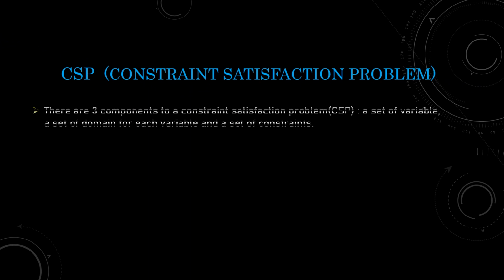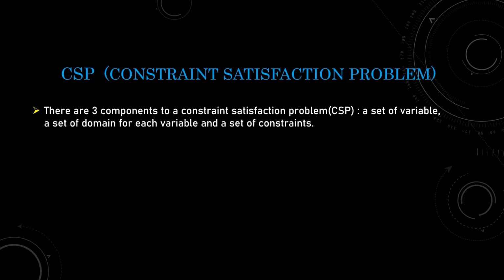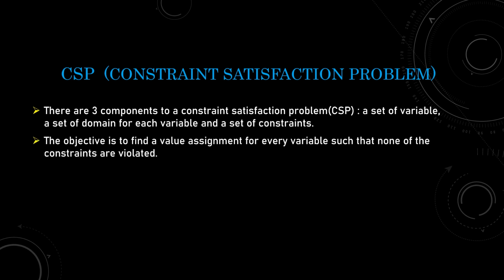Now let us continue our discussion with the CSP method, constraint satisfaction problem. There are three components to a constraint satisfaction problem: a set of variables, a set of domains for each variable, and a set of constraints. The objective is to find a value assignment for every variable such that none of the constraints are violated. Let's analyze one example.